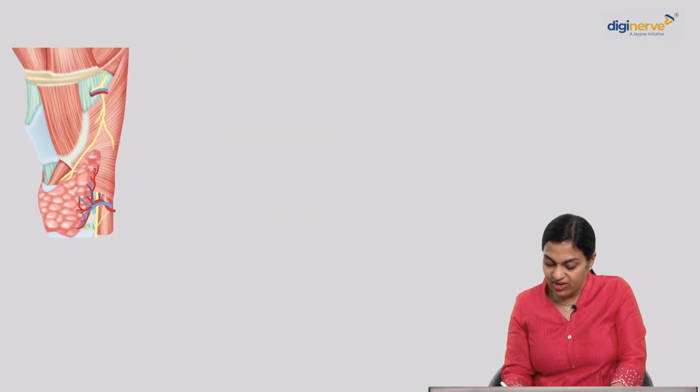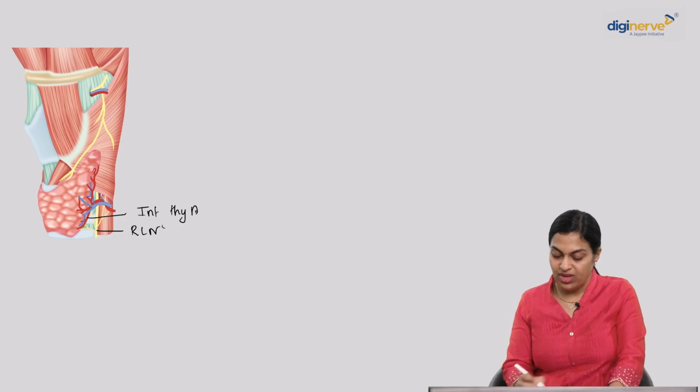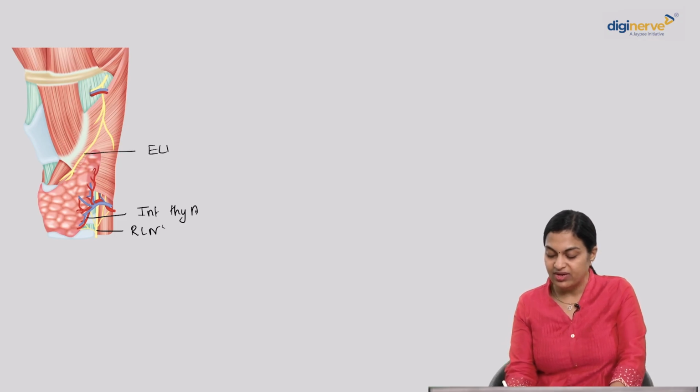So to identify here, can you make out? This is the inferior thyroid artery. That is the recurrent laryngeal nerve. Okay. This is the external laryngeal nerve.